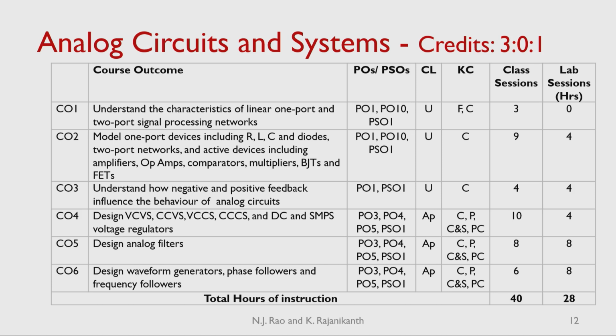The first one: understand the characteristics of linear 1-port and 2-port signal processing networks. It is getting mapped to PO1, PO10 and PSO1. The cognitive level is understand. The knowledge categories are factual and conceptual. There are 3 classroom sessions. There is no laboratory associated with this CO.